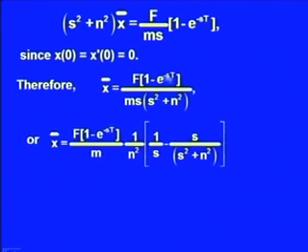Let us break it now into its partial fractions. We can write x bar further as F into 1 minus e to the power minus s t over m, and then 1 over s into s square plus n square. When we break into partial fractions, we get 1 over n square times 1 over s minus s over s square plus n square.